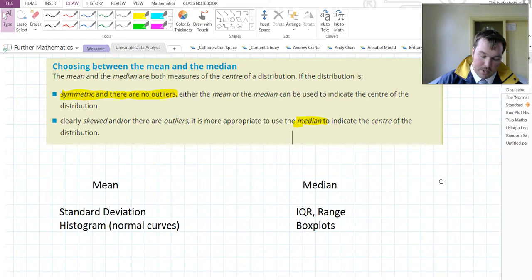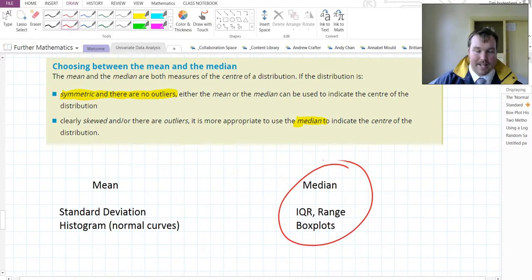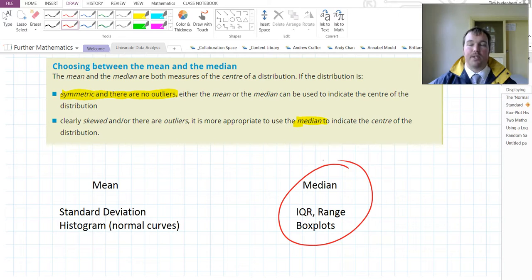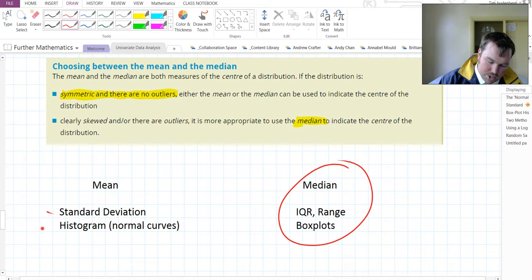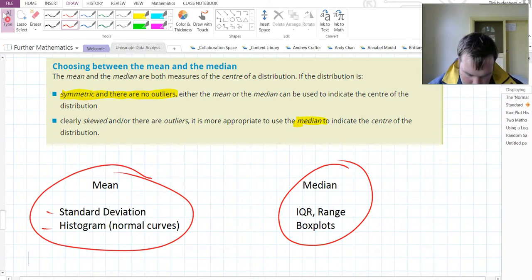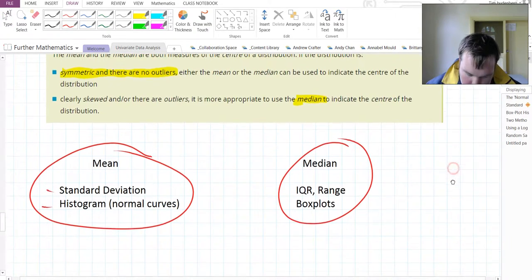And we note that when we use the median, we use this set. Interquartile range is built around the median. Range is associated with median, and we use box plots to show it. When we use the mean, we use the standard deviation and use a histogram or normal curve, which will come up. All right. And I believe I've spoken for more than long enough.